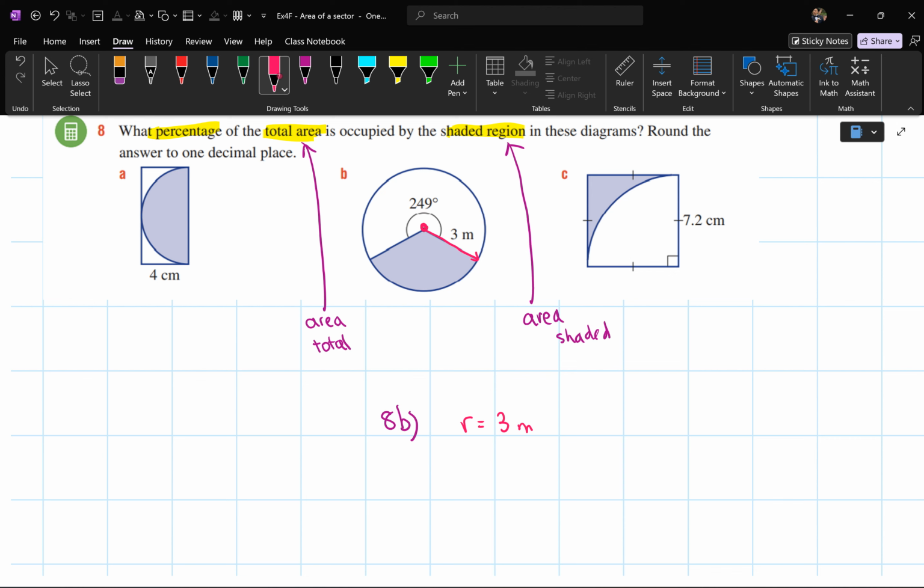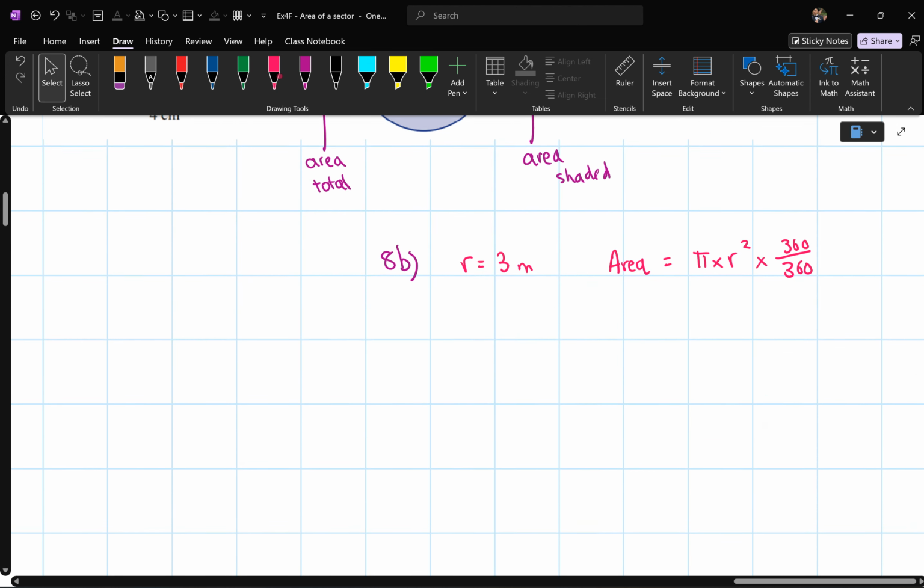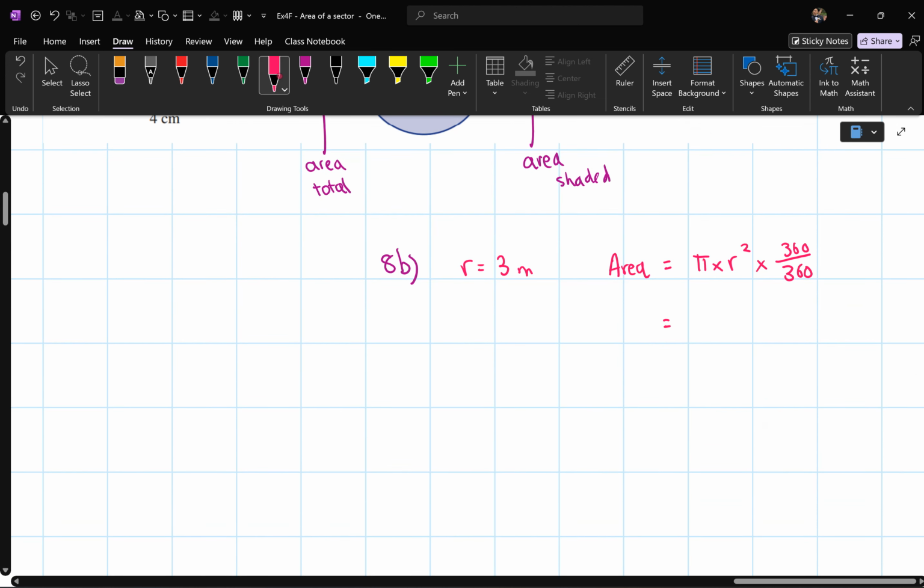Now, if R is 3 meters, we know that to find the area of this entire circle, which means I'm looking for a full 360 area, then we know the area formula for a circle is given by pi times the radius squared times the region that you're looking at. So out of the 360 degrees, which makes a full circle, we want all 360 out of 360, okay? So using this formula, I can then work out the total area. So this is the total area that's available.